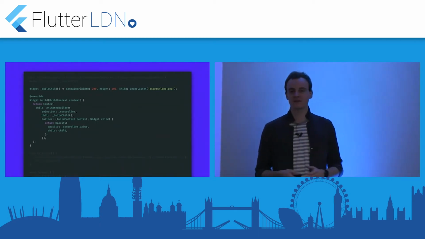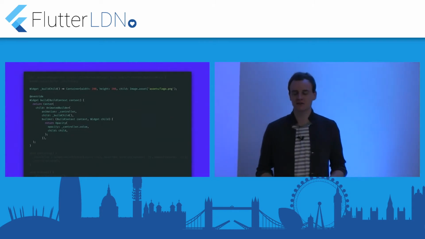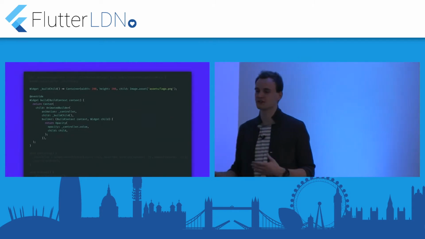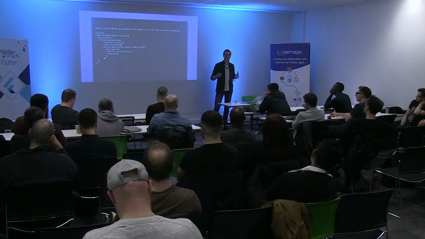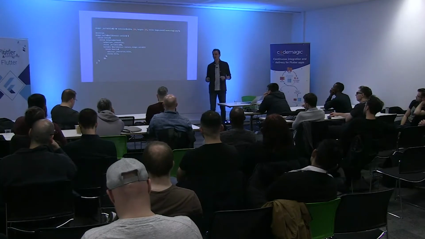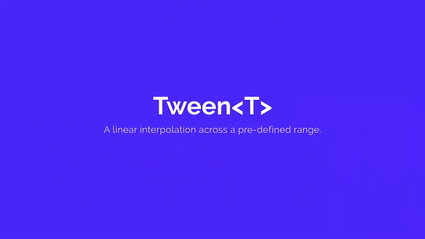But now, maybe some of you thought, okay, now we have this animation controller, which just outputs values from 0 to 1. What if we want to not only have values from 0 to 1, but maybe from 0 to 256? I know you can just basically multiply it, but it gets different if you think about maybe offsets or colors. And for that, we have the tween. And the tween is a linear interpolation across a predefined range. So basically what I said, if we want to have an animation from the color red to the color blue, we can use the color tween.